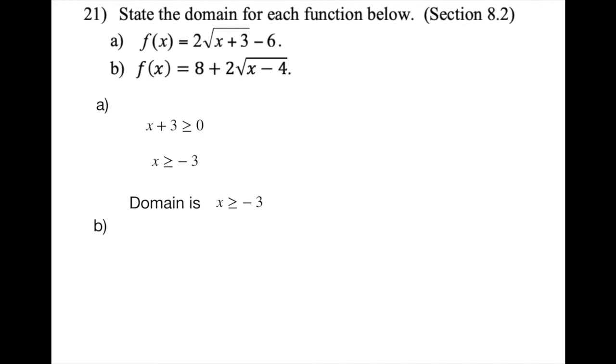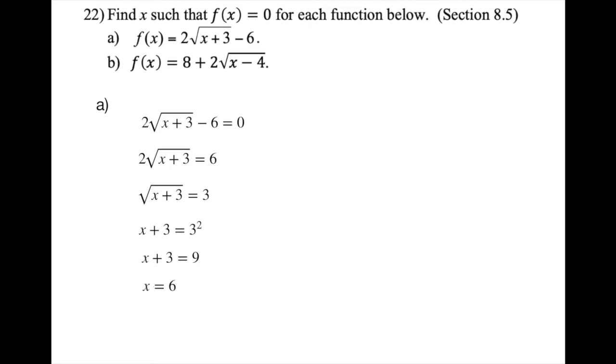For part B, very similarly, the radicand x minus 4 is bigger or equal to 0, so x is bigger or equal to 4. That is your domain for part B. So that's question 21. Question 22. Find x such that f(x) equal to 0.